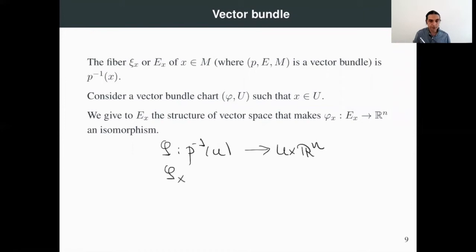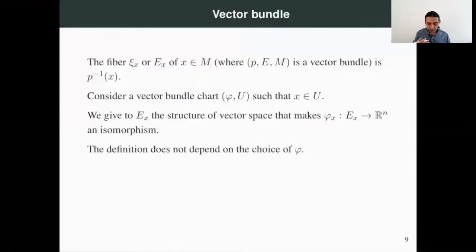And phi_x, if x belongs to U, is a bijection between E_x and R^n. Now we can consider the unique structure of vector space on E_x such that this map over here is indeed an isomorphism of vector spaces, of course. And obviously, the question is whether this structure of vector space depends on the choice of the vector bundle chart, because if it depends on this choice, then we're not defining well a structure of vector space in the fibers, okay? What happens is that the definition does not depend on the choice of phi.